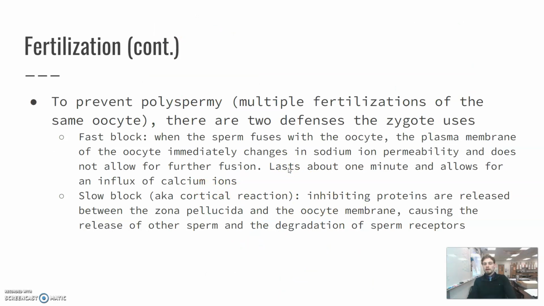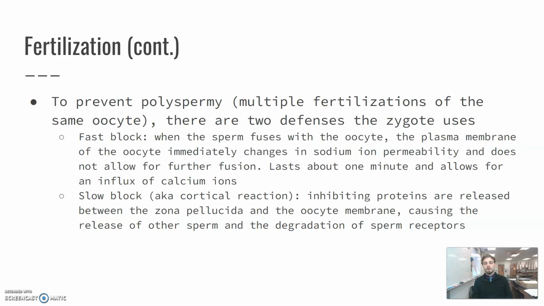And so once we have fertilization of an ovum by a sperm, you want to prevent polyspermy, which is where multiple sperm cells are going to be fertilizing a single egg cell. And so there are two things that the now zygote is going to do. First is known as the fast block.